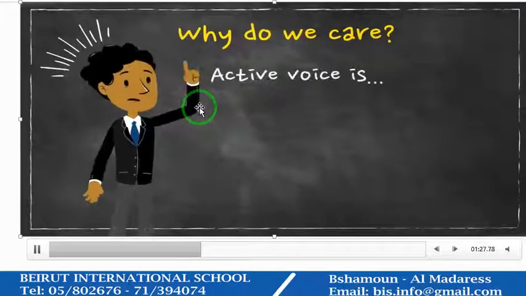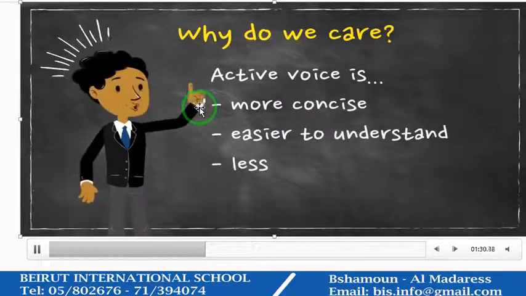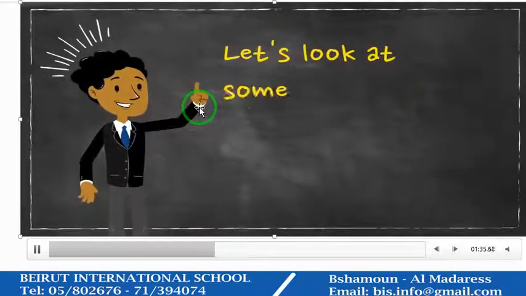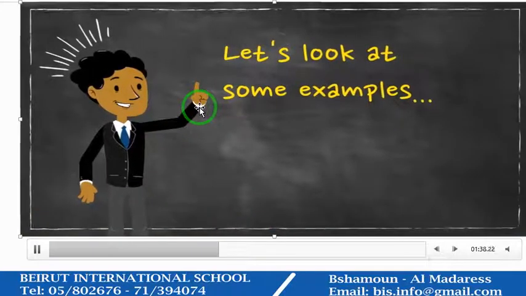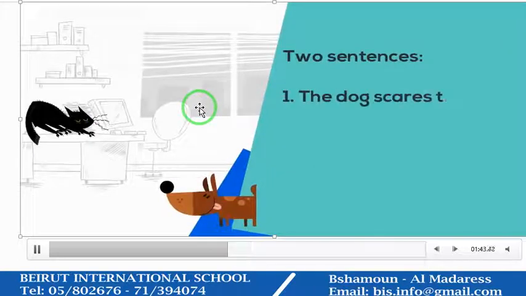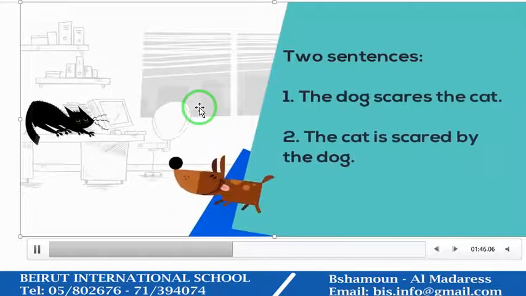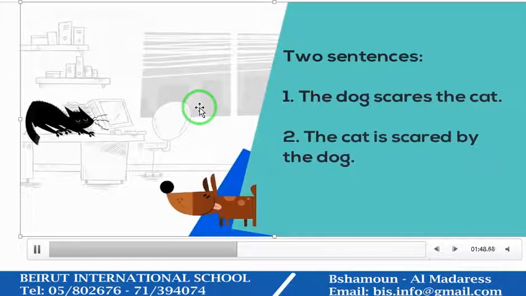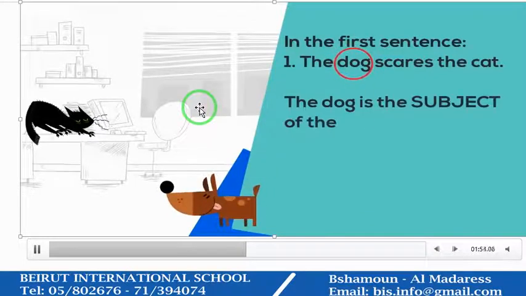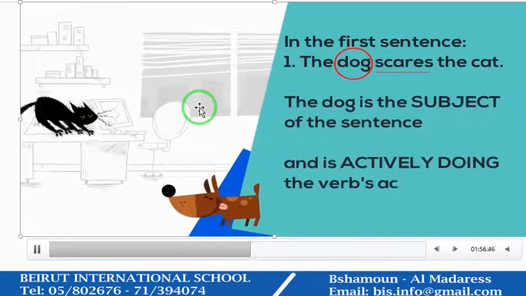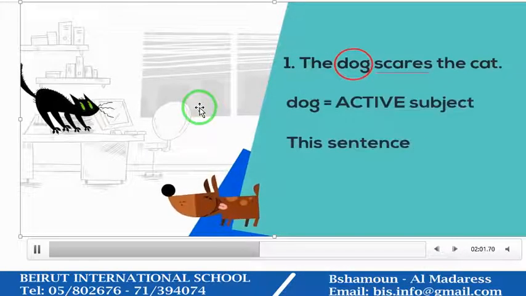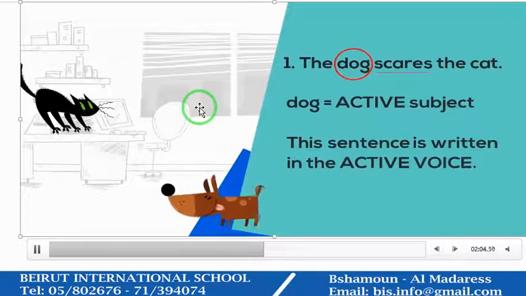Alright, so why do we care? Well, active voice is more concise, easier to understand, and less work for your reader. Let's look at some examples. Okay, let's see. So you hear the dog. You have two sentences. Number one, the dog scares the cat, and number two, the cat is scared by the dog. Well, in the first sentence, the dog scares the cat. The dog is the subject of the sentence and is actively doing the verb's action. See, the dog scares. Dog is the active subject. This sentence is written in the active voice.